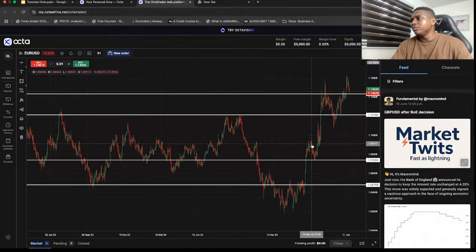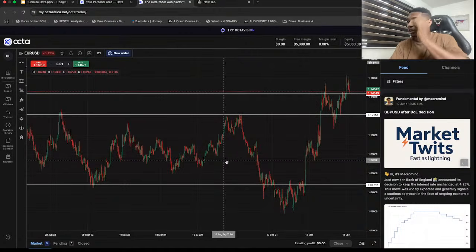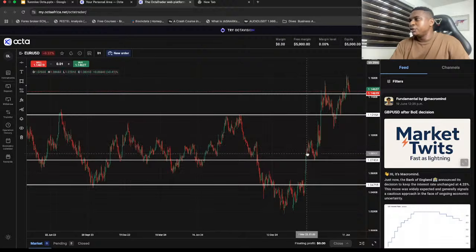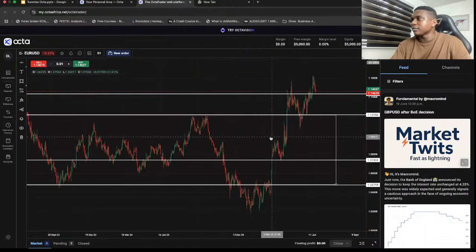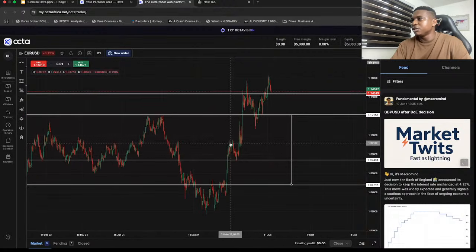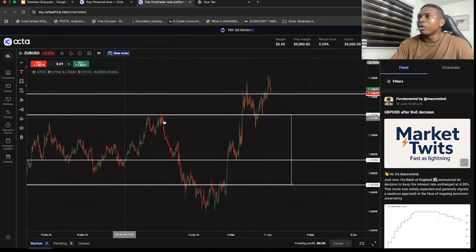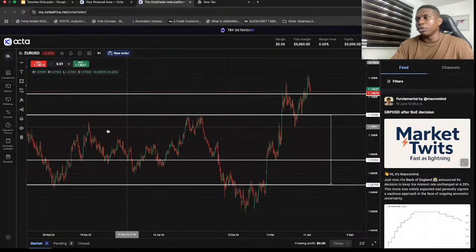Breaking out of this support turned resistance zone. It retraced here around this place. We can see the retracement. It retraced here before moving up. It rallied here and then moved up. It retraced back to the support, to the resistance turned support.